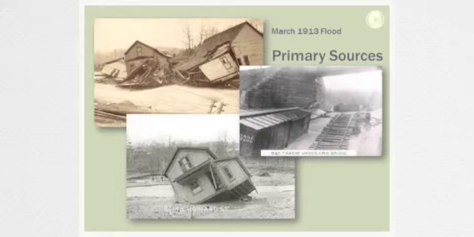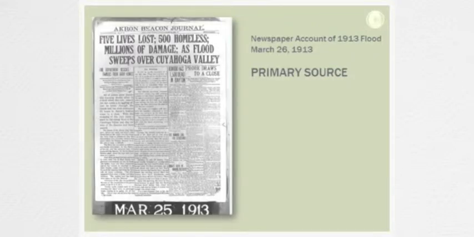Newspapers are a very important primary source. This is the front page of our Akron Beacon Journal on the day after the flood, and it includes eyewitness and first-hand accounts of what happened. So the reporters who wrote these articles saw the damage and witnessed the devastation and probably talked to people who lost their homes and who were affected. So yes, this is a primary source.